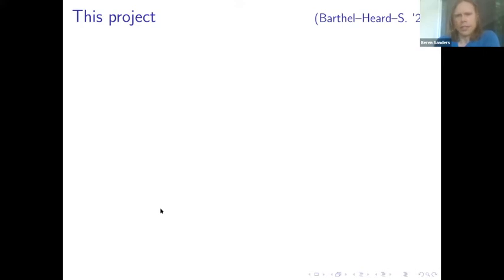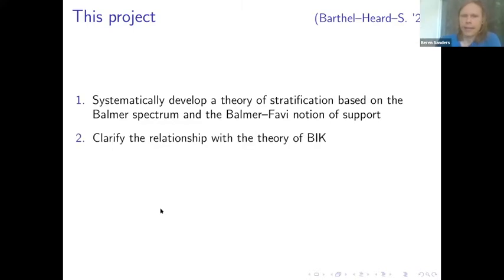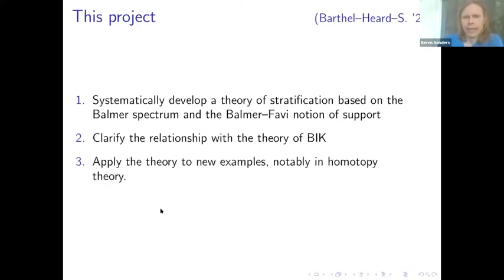In a recent project joint with Tobias Barthel and Drew Heard, which we put on the arXiv very recently, about a week ago, we systematically develop a theory of stratification based on this Balmer-Favi notion of support, which is based on the Balmer spectrum. So we systematically develop an approach for classifying localizing tensor ideals using this notion of support. And we clarify the relationship between this approach to stratification and the previous theory of Benson, Iyengar, and Krause. And we apply this theory to new examples, notably in equivariant homotopy theory.